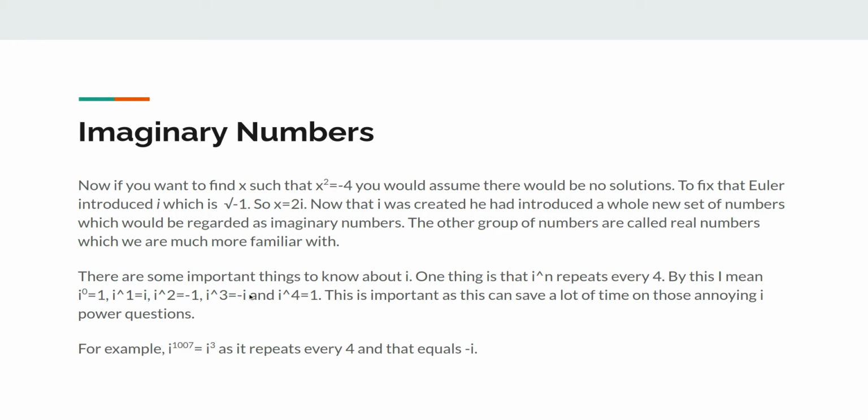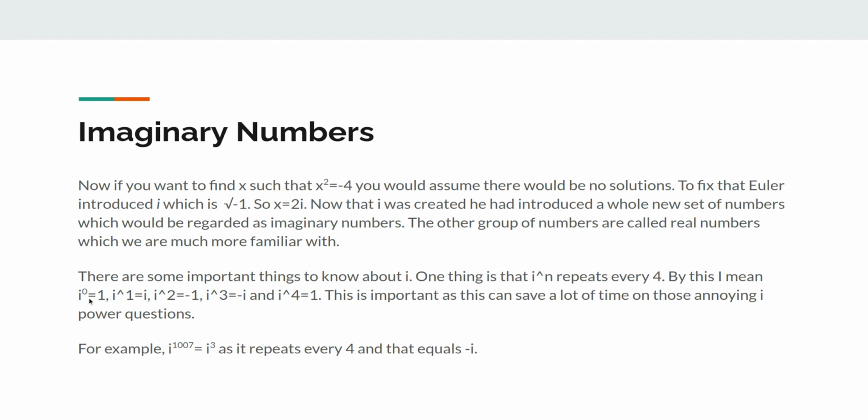There are some important things to know about i. One thing is that i to the n repeats every 4. So what I mean by that is i to the 0 is equal to 1, i to the 1 is equal to i, i to the 2 is equal to -1, i to the 3 is equal to -i, i to the 4 is equal to 1. Make sure you guys can see this because I'll just explain them.